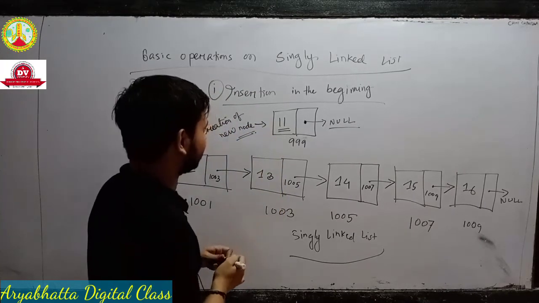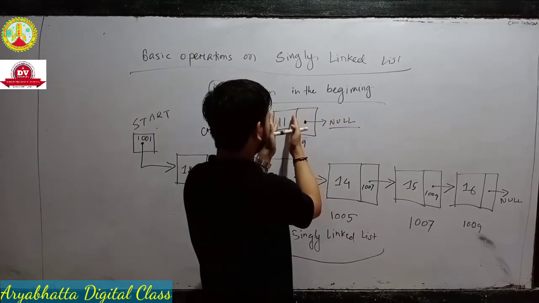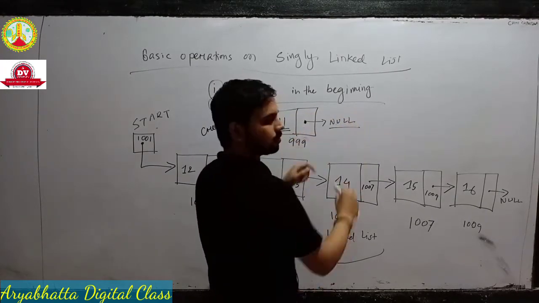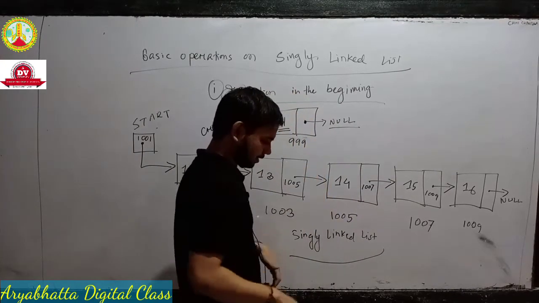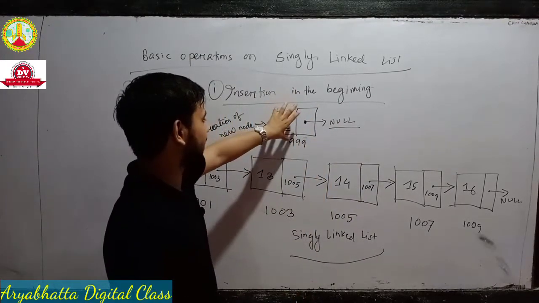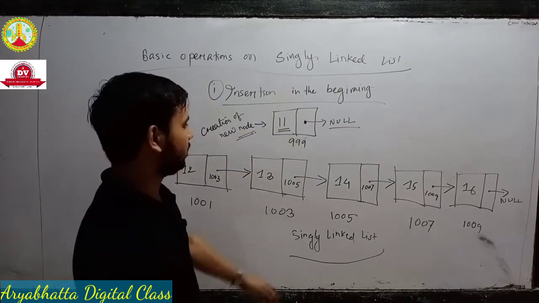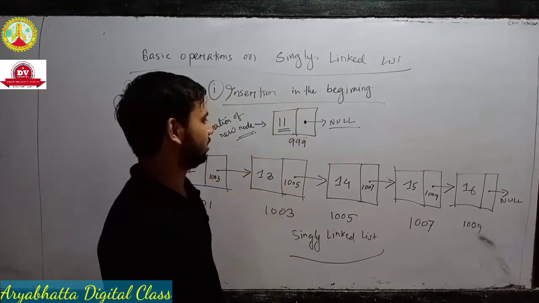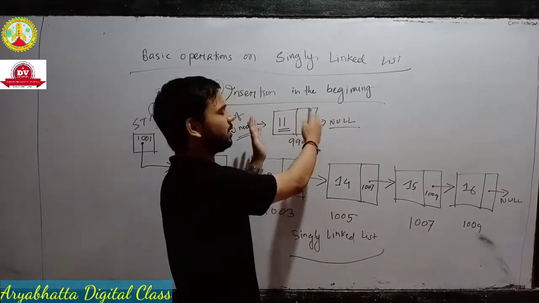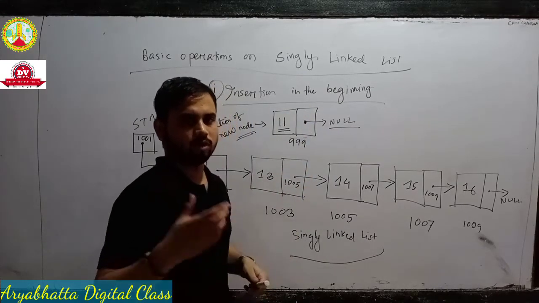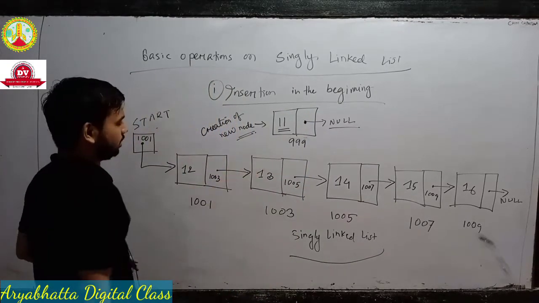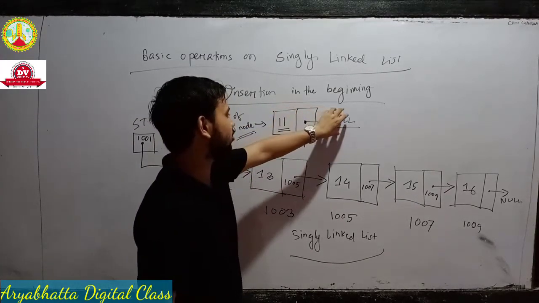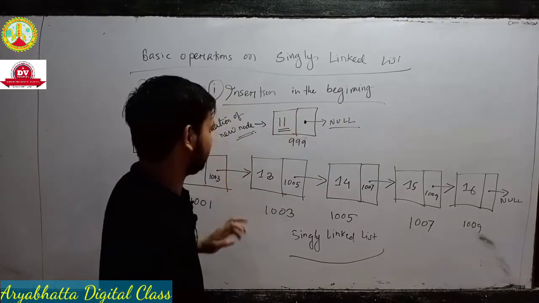Creation of a new node means we have to create a node. This will be the information part containing the element, and this is the memory address. But this contains null. Why null? Because until now we have not added this node to the list. It will contain null because this is an independent node. I hope you understood. This will be an independent node, meaning it is not added to the existing list. That's why it will contain only null in the pointer part, and this is the element.